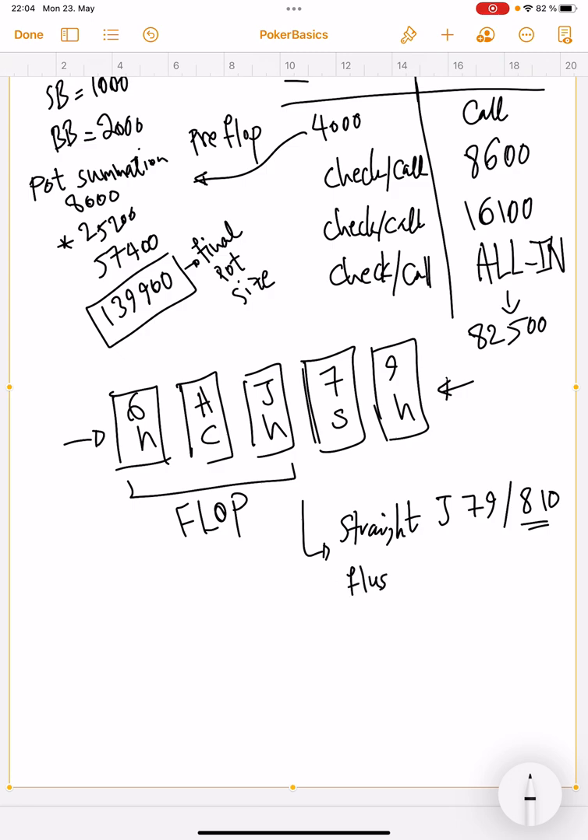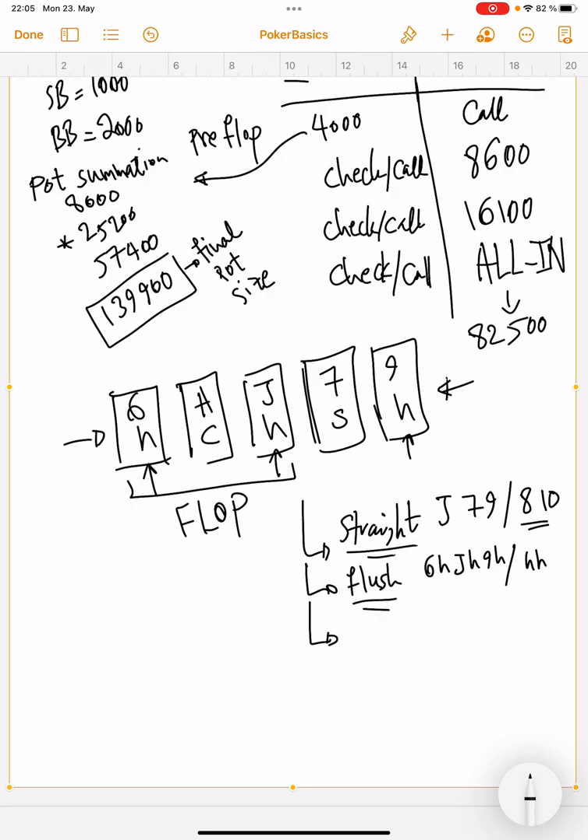We also have flush possibilities. The flush possibility comes from the hearts. So we have 6 of hearts here, jack of hearts here, 9 of hearts here. So the 6 of hearts, I will write it here, jack of hearts, and 9 of hearts. And any two hearts will make a flush.